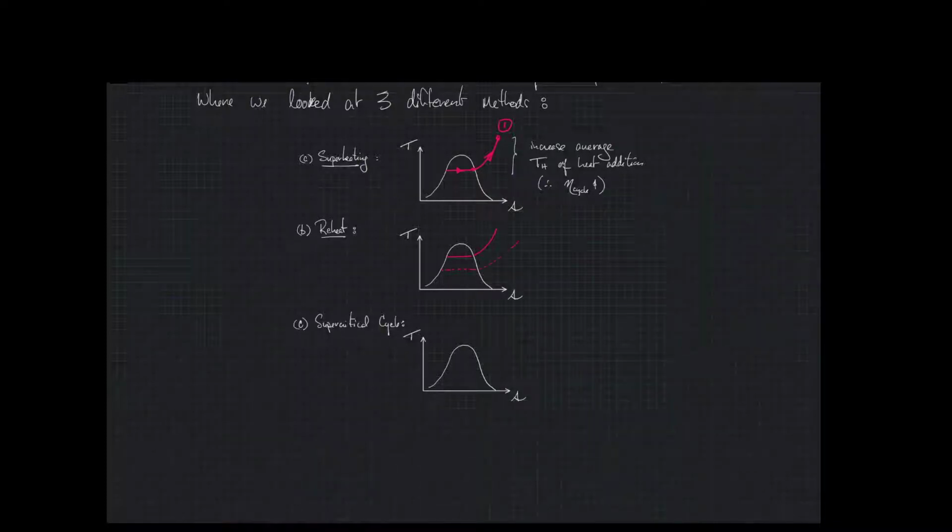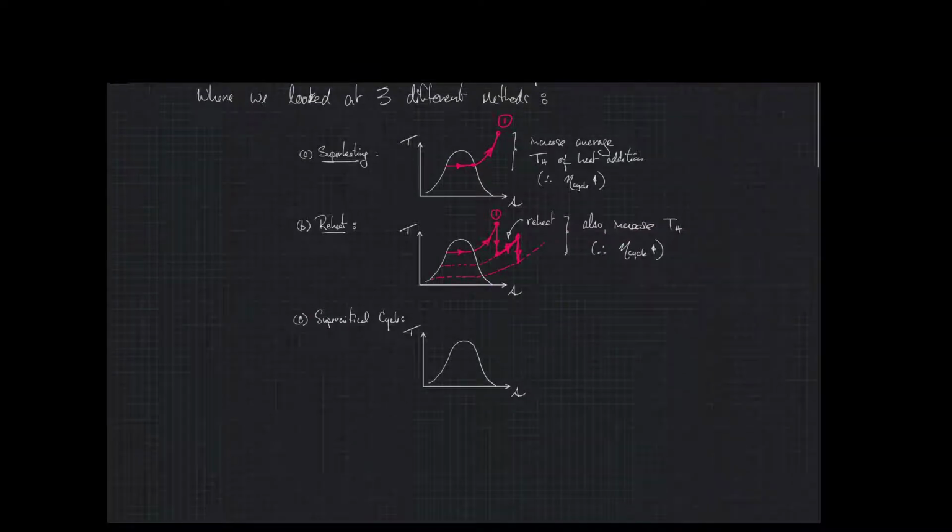The second method we've talked about was reheating, which consisted of splitting the turbine expansion stage into multiple stages, tapping the outlet of one turbine stage at an intermediate pressure, adding heat to it at that point, and then expanding the resulting reheated steam into a lower pressure turbine stage. The effect of this reheating is to again effectively increase the high temperature reservoir temperature, which has the net effect again of increasing the cycle efficiency.